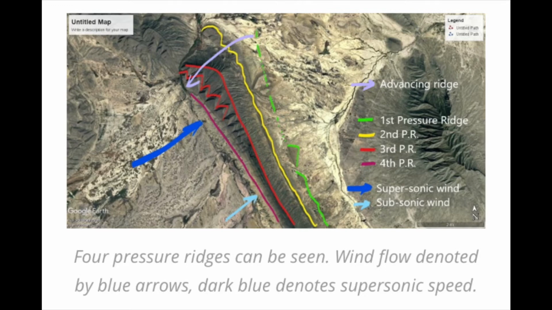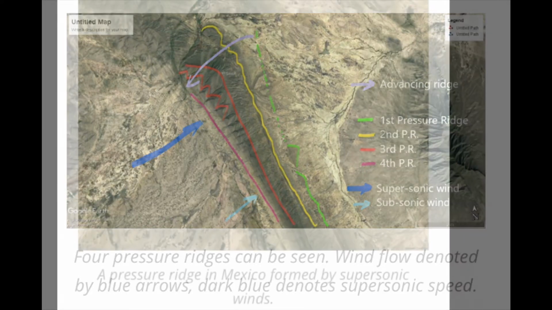A final diminishing wind created a fourth shock front which deposited a small pressure ridge, in purple, along the foot of the mountain. The highlights obscure natural features, so please contrast all annotated images with the first naked image.